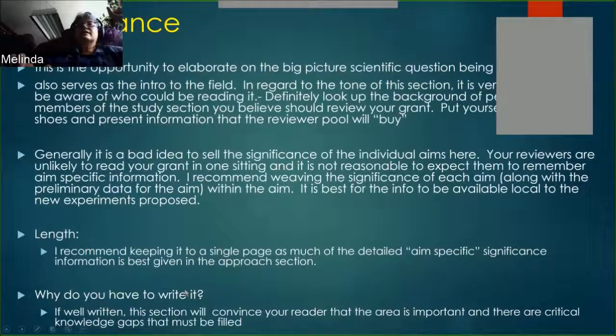Now, the significance section will convince the reader the area is important and there are critical knowledge gaps. There is a review criterion now called the scientific premise. The scientific premise is essentially the literature. Does the literature and preliminary data justify what you're doing? They ask the reviewers to address, is the scientific premise strong? In other words, did you adequately review the literature?